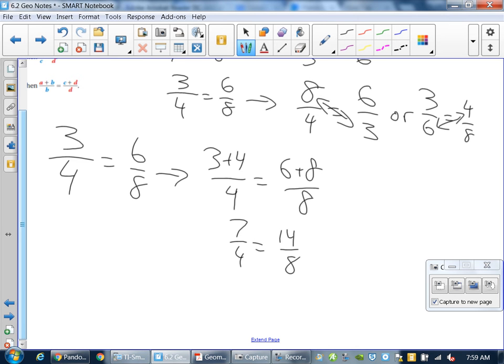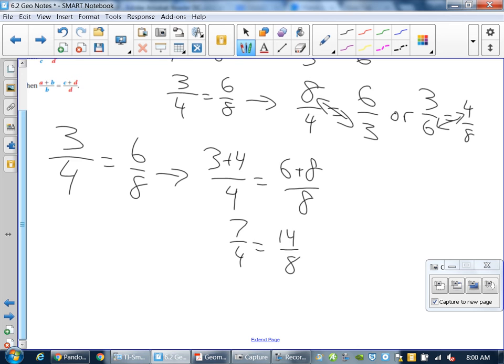If you look at that right away, 14/8 can simplify to be what? 7/4. Or if you cross multiply it, 7 times 8 is 56, and lo and behold, 4 times 14 is also 56. These are just some very quick little properties that we show you guys.